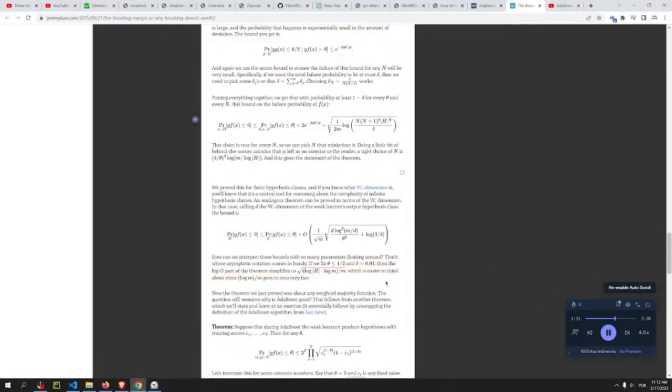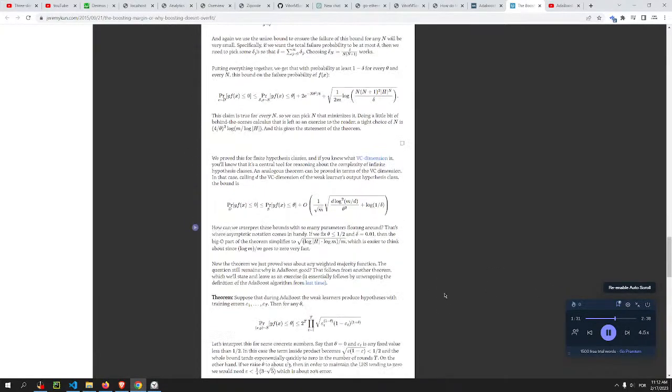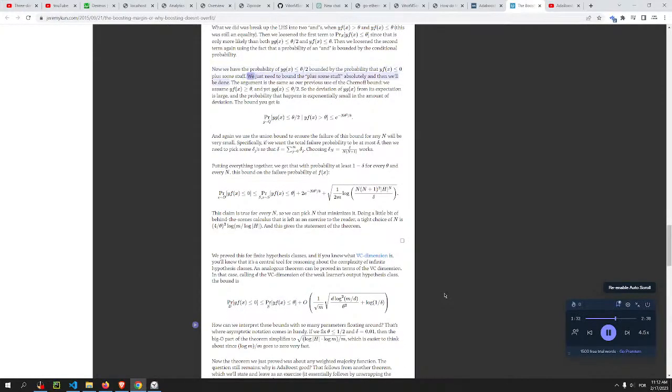Now we have the probability of yg(x) less than or equal to theta/2 bounded by the probability that yf(x) is less than or equal to 0 plus some stuff. We just need to bound the plus some stuff absolutely and then we'll be done. The argument is the same as our previous use of the Chernoff bound.